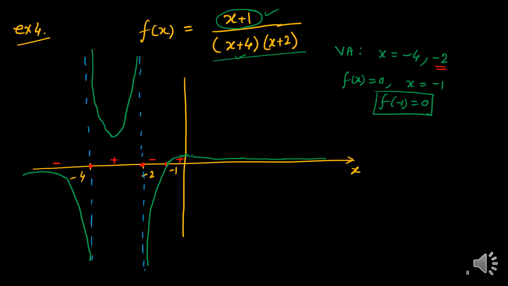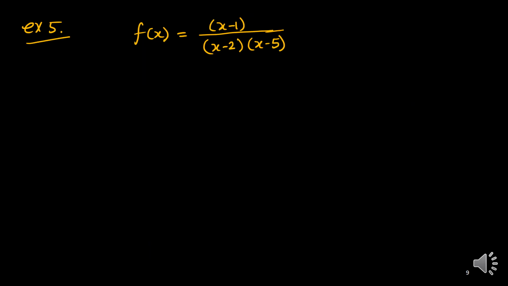So this is the graph for this function f of x equals x plus 1 upon x plus 4 times x plus 2. We'll take more problems. Now can you draw these things? Don't skip any part. You will get a good concept in this video. This will help you to draw any complicated function.